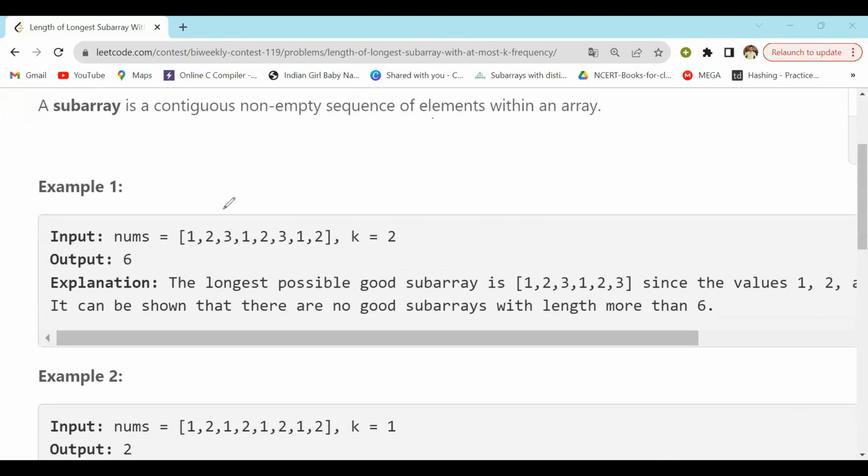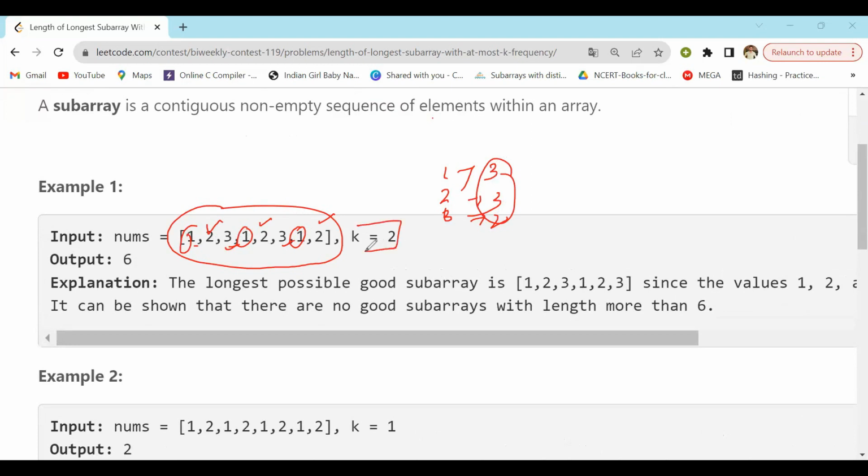How to decide? In this array, how many different elements are there? One, two, three. We have three different elements. What is the frequency of one? One time, two times. So one occurs three times. The frequency of one is three. What is the frequency of two? One, two, three. Again three. What is the frequency of three? Two times it occurs. So is the frequency of each element less than or equal to k? No. They have more frequency. So this is not good. This entire array is not a good array.